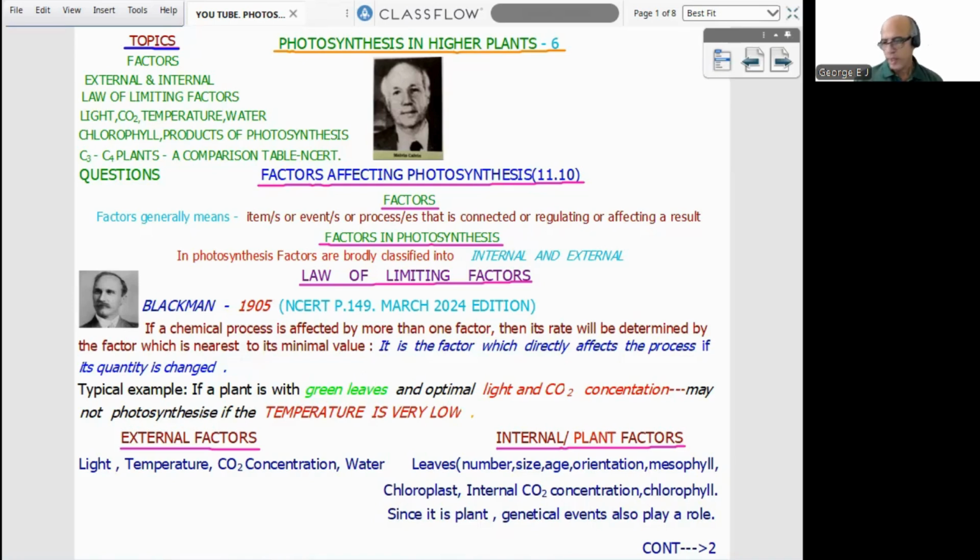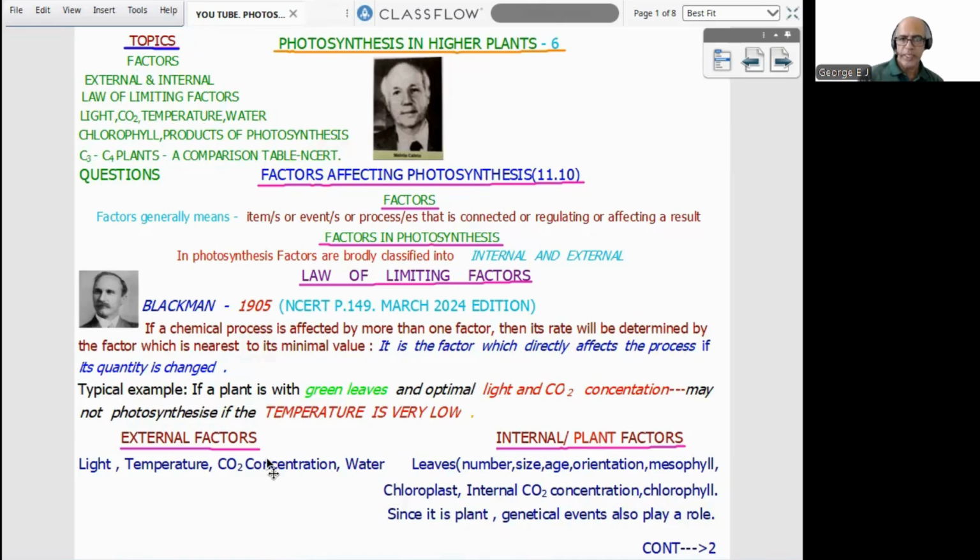Now, factors are broadly classified into two: external factors and internal factors. Internal factors are otherwise called plant factors. That is an important term for the exam. These will be asked either as theory or as find the odd one out, 3 from plant factors and 1 from external, or 3 from external and 1 from internal. External factors mean those outside the plant body, including light, temperature, carbon dioxide concentration, and water.